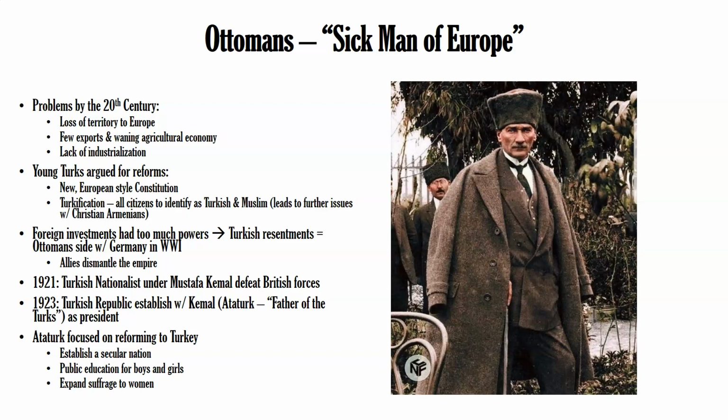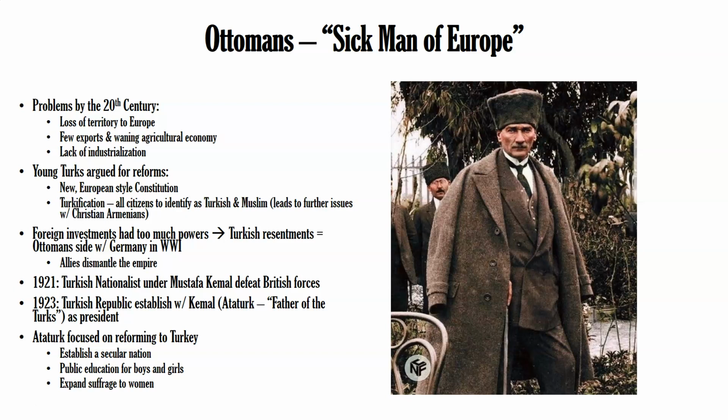You're starting to see fewer and fewer exports coming out of the Ottoman Empire, and their agricultural economy is starting to wane. There's a lack of industrialization, and that's a problem. So what ends up happening is a group known as the Young Turks starts pushing for influence in the government. They fail initially, but then actually gain control, and they argue for certain reforms.